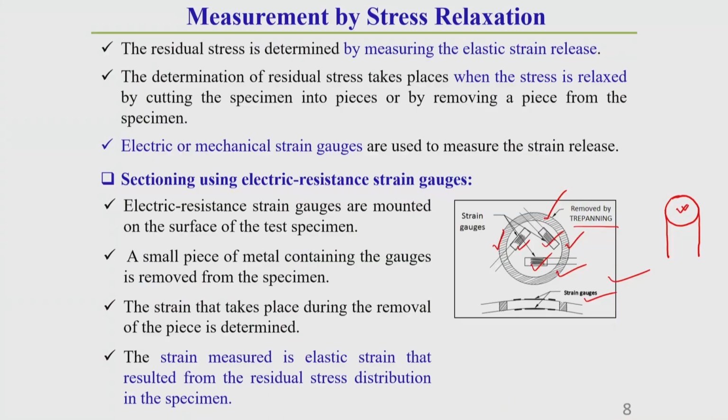From there we can easily find out how much stress was there. This is measured by using a strain gauge. The strain that takes place during the removal of the specimen is determined by this technique. The released strain is an elastic type of strain; you should keep this in mind. Once we measure this elastic strain, we can easily measure the residual stress. How, I will now show you.